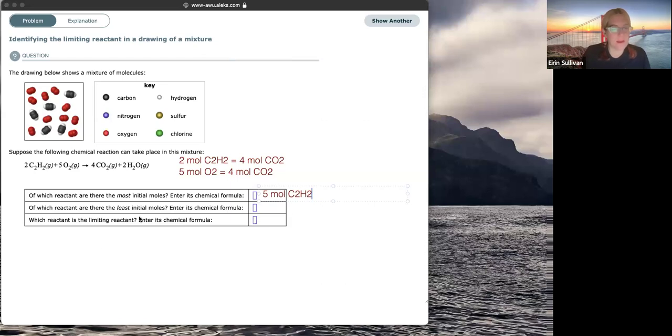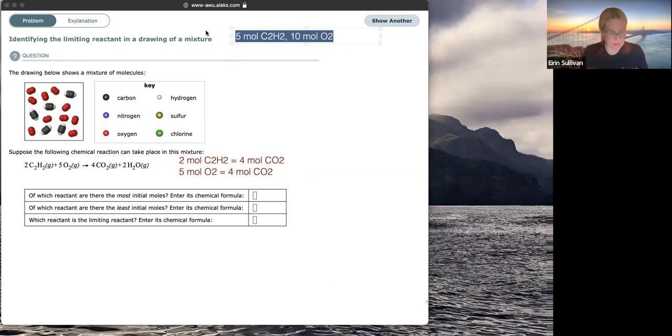And then of which reactant are there the least initial moles? Hang on, I didn't even read that correctly at all. I was just reading how many of each one we got. We've got 5 moles of C2H2, and we've got how many moles? We've got 1, 2, 3, 4, 5, 6, 7, 8, 9, 10 moles of oxygen. Okay, so that is our starting quantity.